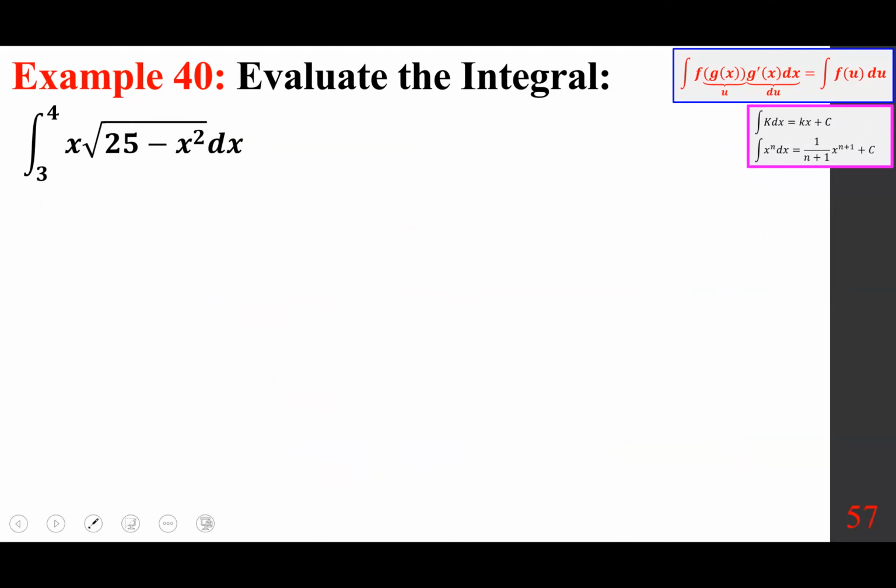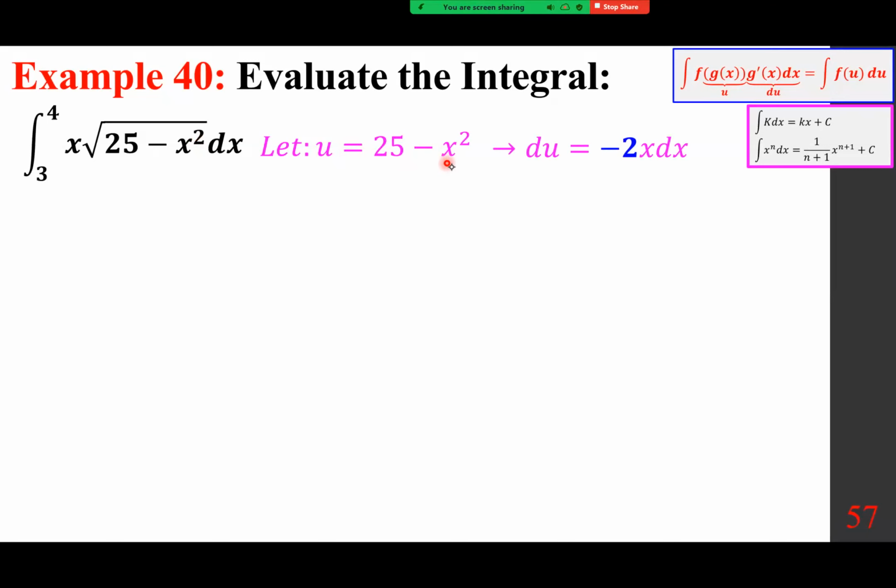You want to evaluate the integral and notice this is the definite integral. The result is a number. Again, of course, this is 25 minus x to the power of 1/2. So this expression, not the square root, which is irrational, is a polynomial function. So is this one. So the more complicated one is 25 minus x squared. That's the choice of you. Its derivative is minus 2x. Therefore, du is minus 2x dx.